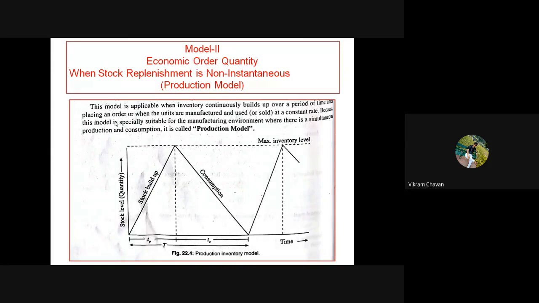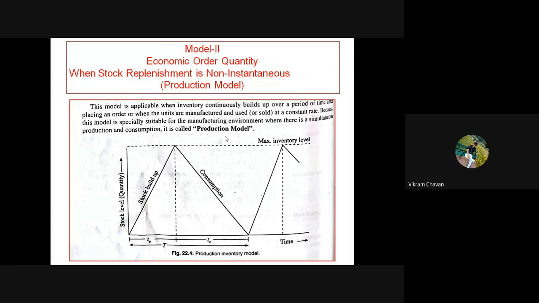So that is nothing but when stock is replenished, for the stock replenishment we require some time period. Okay, so this model is applicable when inventory continuously builds up over a period of time after placing an order, or when the units are manufactured, used or sold at a constant rate. Because this model is specially suitable for the manufacturing environment where there is simultaneous production and consumption, it is called the production model.